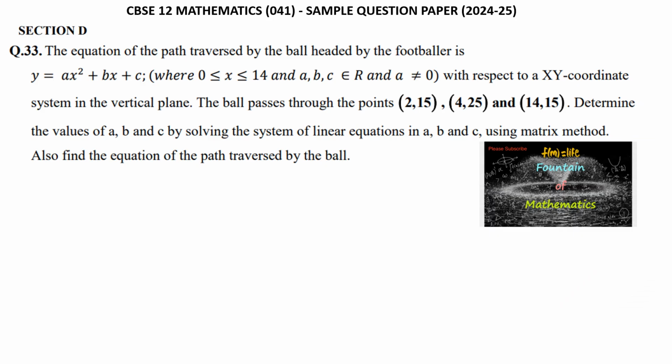Given that the equation of the path traversed by the ball headed by the footballer is y is equal to ax square plus bx plus c, which is a parabola where x lies between 0 and 14, and a, b, c are real numbers, and a is not equal to 0. With respect to the xy coordinate system in the vertical plane, the ball is passing through the points 2, 15, 4, 25, and 14, 15. We need to determine the values of a, b, and c, solving the system of linear equations in a, b, and c using matrix method. Also find the equation of the path traversed by the ball.